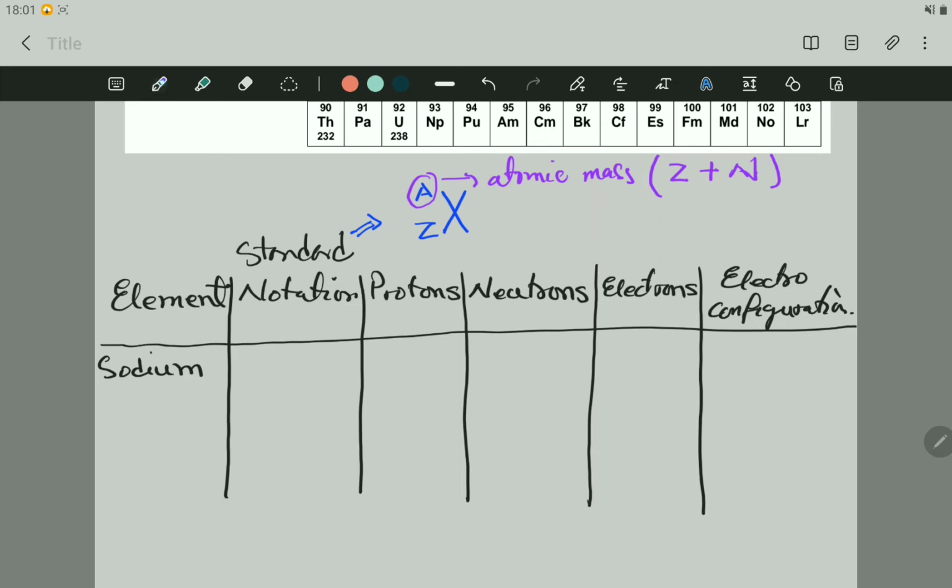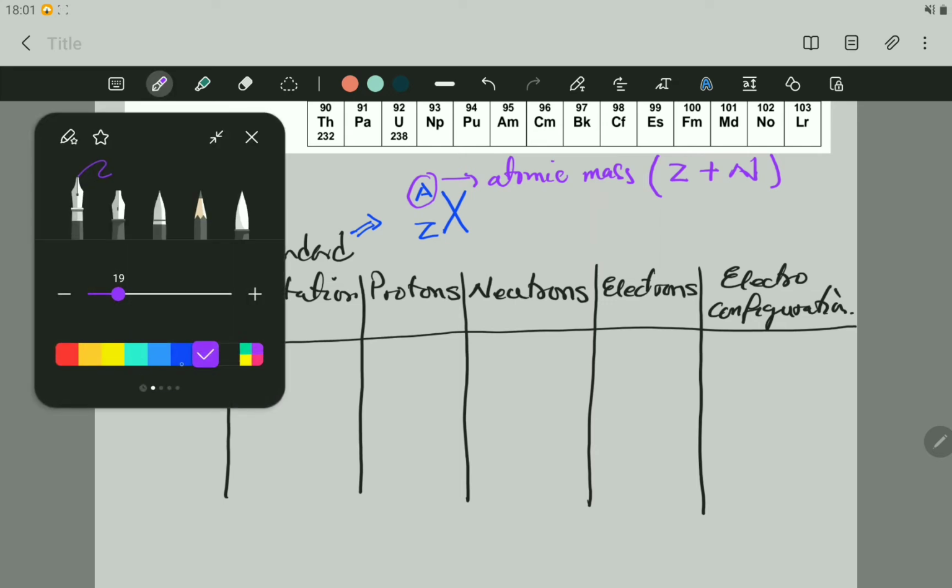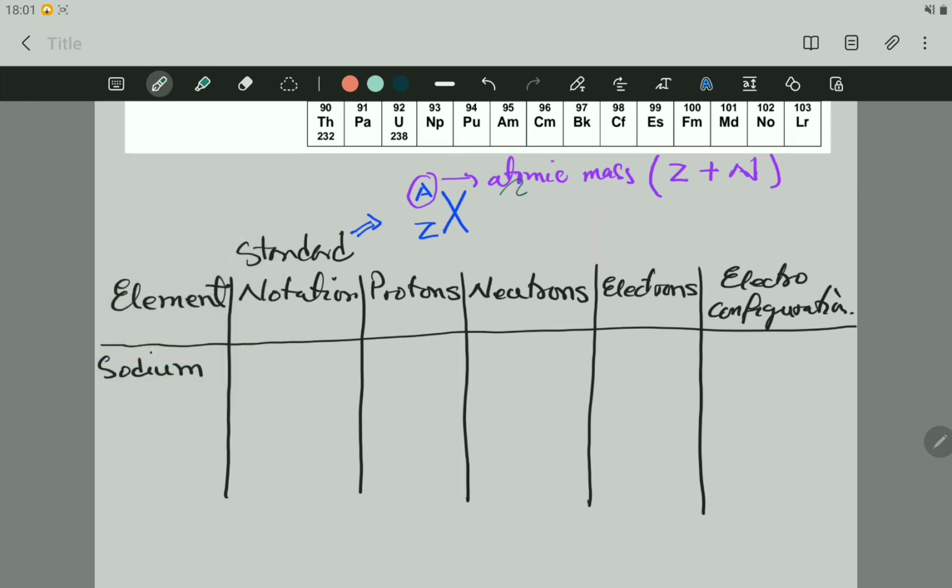And here at the bottom, on the left bottom side, we can see the atomic number. This one here, this Z, represents the atomic number. Now remember, the atomic number is the number of protons. Alright, so that is the first information. The X represents the symbol of the element. The first one is sodium.